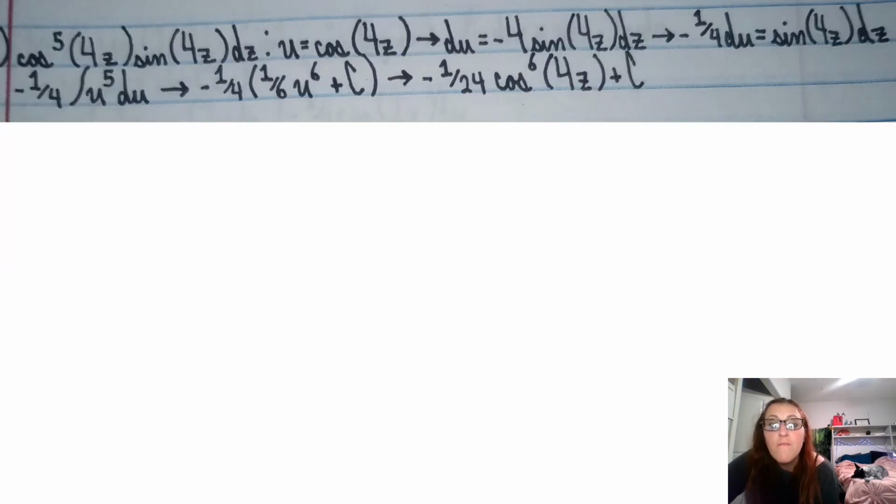Integral cosine to the 5th 4z sine 4z dz. Let u equal cosine 4z and du will equal -4 sine 4z dz, giving us -1/4 du equals sine 4z dz. -1/4 integral u to the 5th power du goes to -1/4 times 1/6 u to the 6th plus c, which gives us -1/24 cosine to the 6th power 4z plus c.